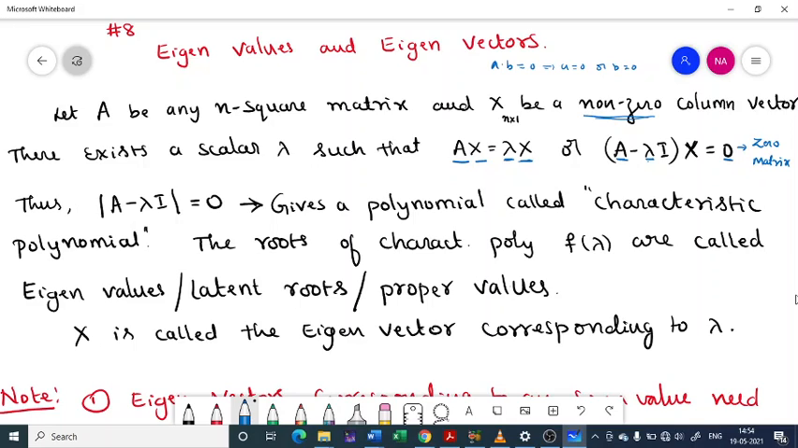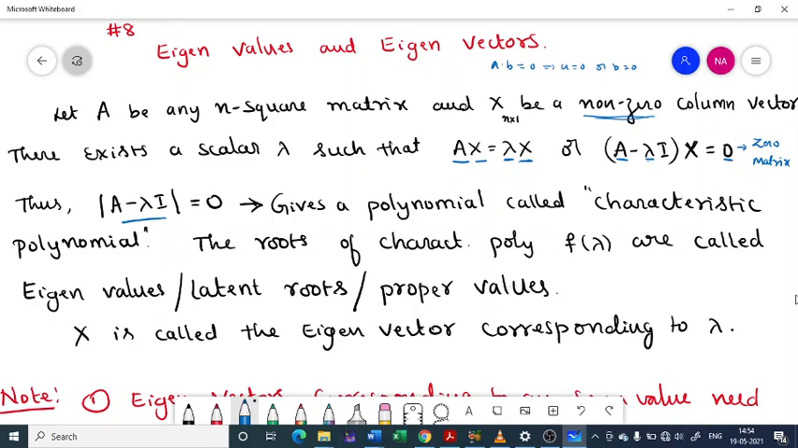So determinant of (A minus lambda I) into determinant of x equals 0 implies either determinant of (A minus lambda I) equals 0 or determinant of x equals 0. But determinant of x is not equal to 0, because x is a non-zero column vector or non-zero column matrix. So we are forced to have determinant of (A minus lambda I) equal to 0. So we got this: determinant of (A minus lambda I) equals 0.